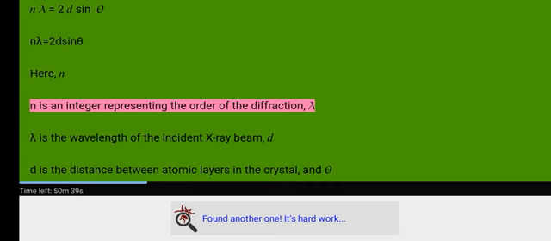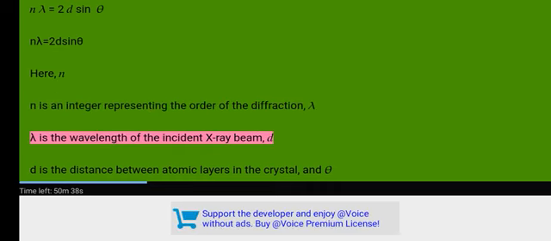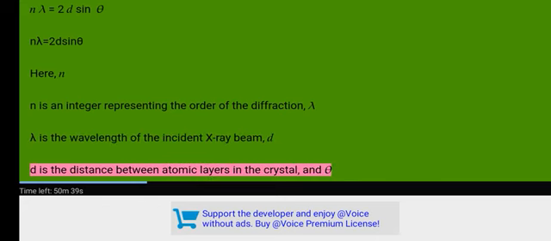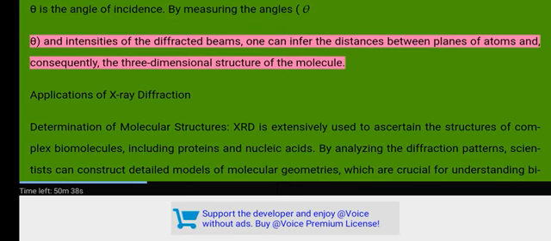Here, n is an integer representing the order of the diffraction, lambda is the wavelength of the incident X-ray beam, d is the distance between atomic layers in the crystal, and theta is the angle of incidence. By measuring the angles theta and intensities of the diffracted beams, one can infer the distances between planes of atoms and, consequently, the three-dimensional structure of the molecule.